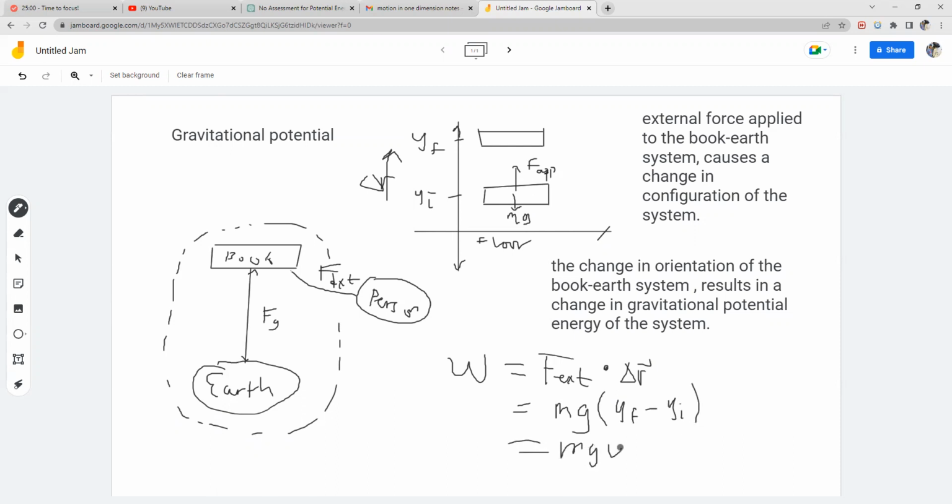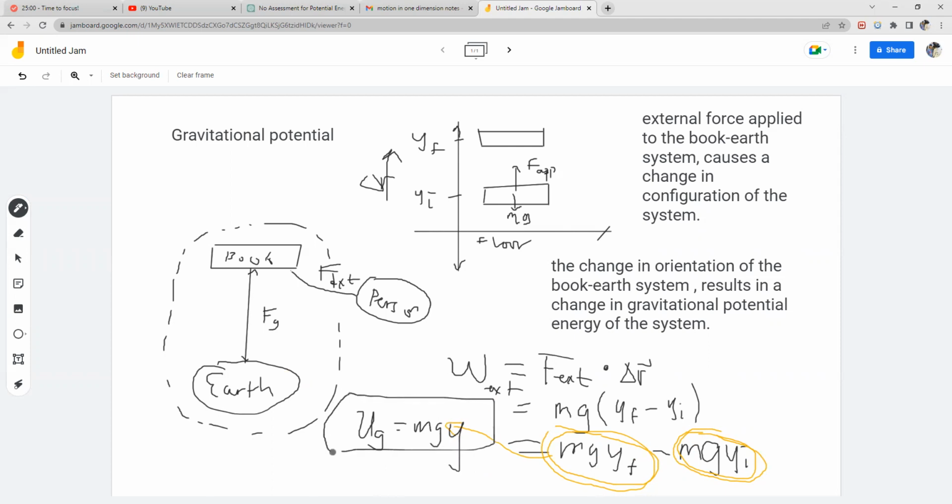Therefore, we can substitute the external force as mg and delta r as y final minus y initial, giving mgy final minus mgy initial. So the external work done is equal to mgy final minus mgy initial. There's something special about this expression. Initially this is the expression, but because of the work, this is the new expression. This expression is what physicists decided to label as U_G, the gravitational potential energy. U_G is mgy.